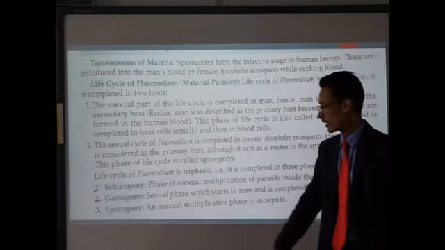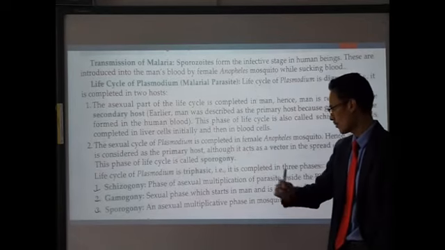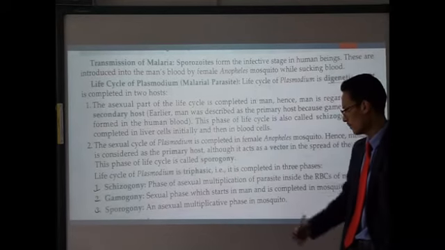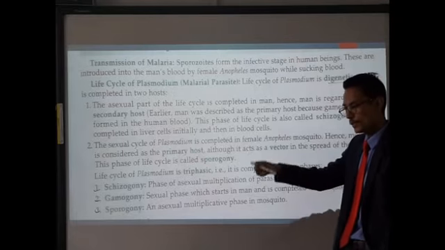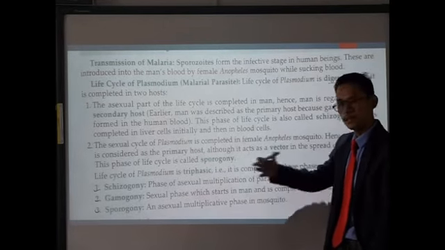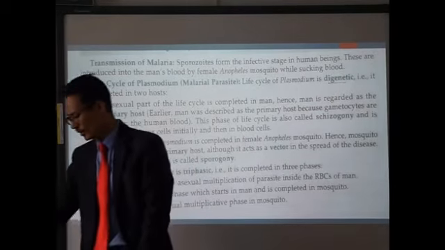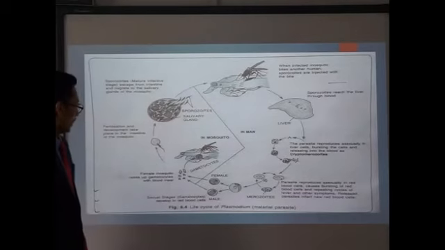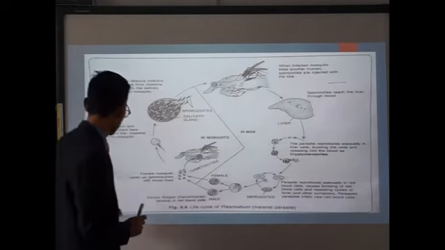There are three phases: zygogony, the asexual phase that occurs in the human being; gamogony, where there is formation of gametes in the body of the human being; and what is completed in the body of the mosquito, that means the fusion of gametes occurs in the mosquito, and in the mosquito the sexual phase will be there, which is also called sporogony. Now these things we will learn in detail with the help of the diagram. So listen very carefully. Alright, we will go through it one by one.